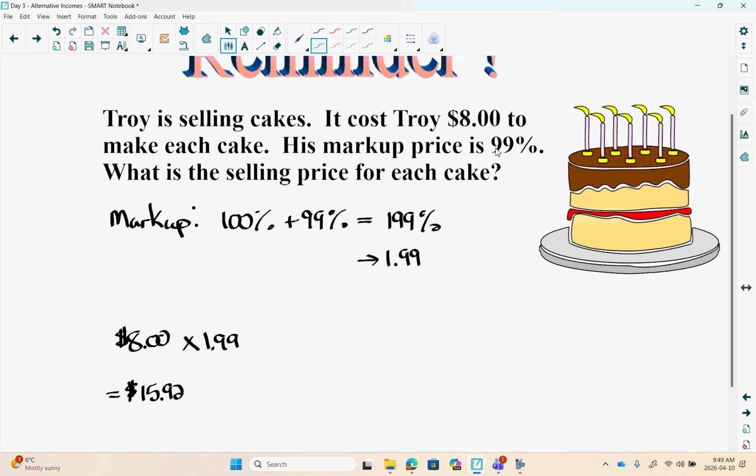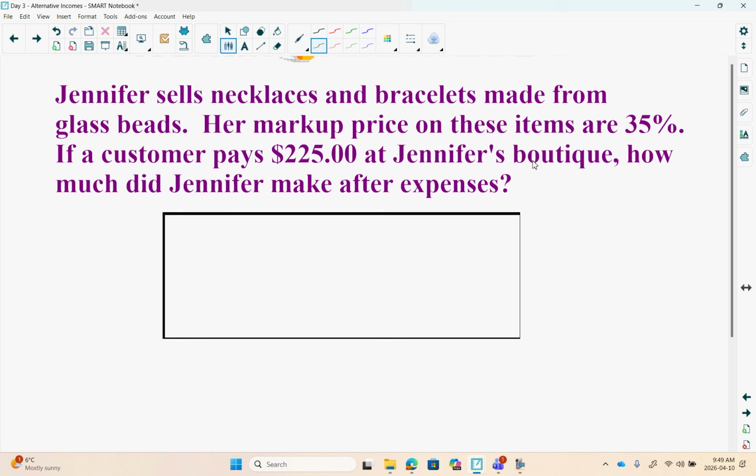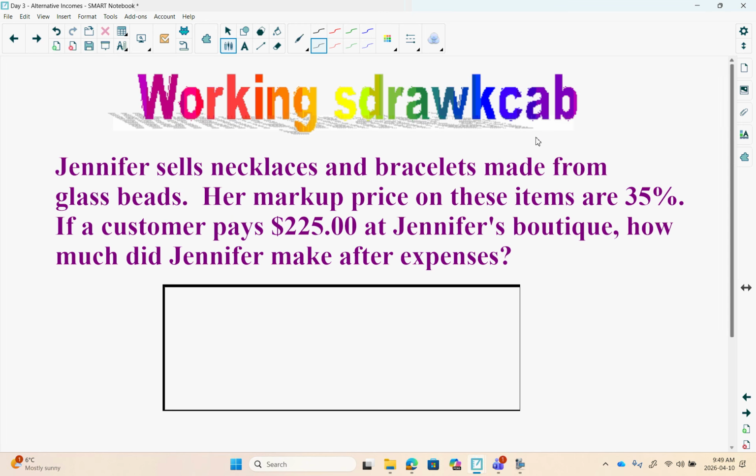Another way some people do this, they go 99% as a decimal, 0.99 times 8. So 8 times 0.99 gives me 7.92. That's the markup. And then what did they do with the 8 and the 7.92? Add them together. It still brings you to 15.92. This way, I just added first. I added the percentages and then multiplied. Fair? All right. Next question.